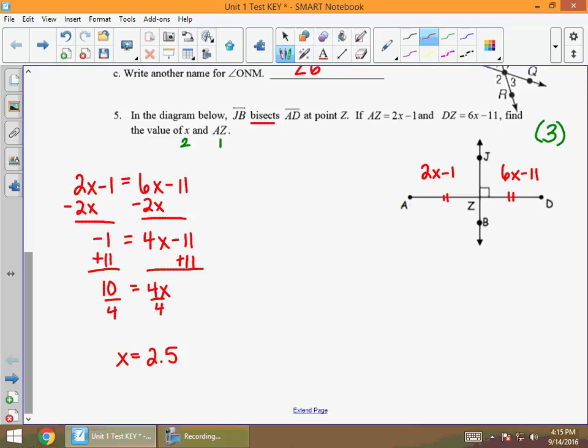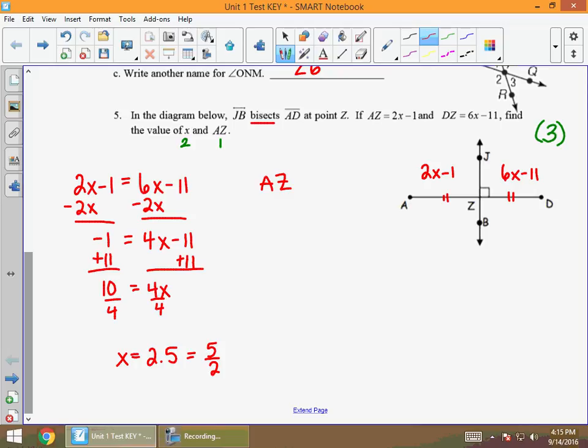Now, this is also the reduced fraction 5 over 2. I did not take points off, but if you left it as 10 over 4, understand that there was a chance I probably wrote simplify or reduce, right? Because I want you to reduce that if you can. If it reduces, go ahead and reduce it. So that's worth 2 points. That's finding x. Then it tells us to find AZ.